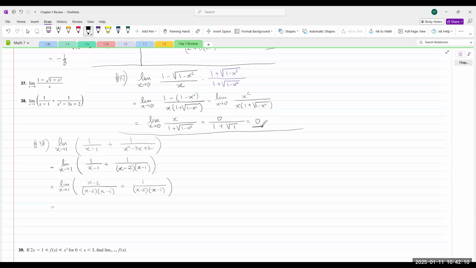Now we already have a common denominator. We can put them together. We can actually add them. So on the denominator, (x minus 2)(x minus 1). On the numerator, we have x minus 2 plus 1, which simplifies to be the limit as x approaching 1 of (x minus 1) over (x minus 2) times (x minus 1). Now, I hope you can tell what to do from here.